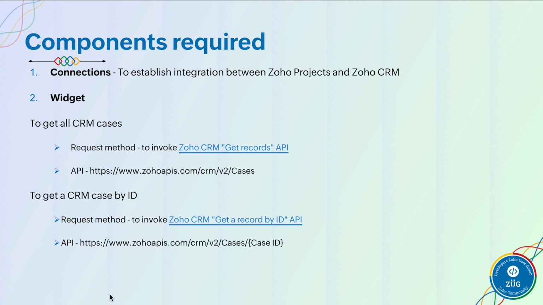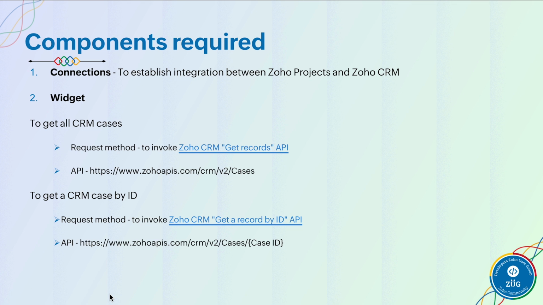So essentially, in order to set up this extension, we would require certain components. So the components that we require over here are majorly two, which is connections and widgets. So since we are going to transfer or push data between CRM and Zoho projects, the data transfer has to be secure. So we saw about connections in our earlier session, right? So in that format, using that method, we've created a connection between projects and CRM. So that's the first component.